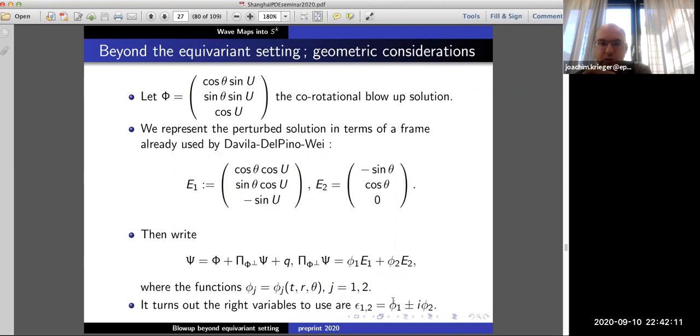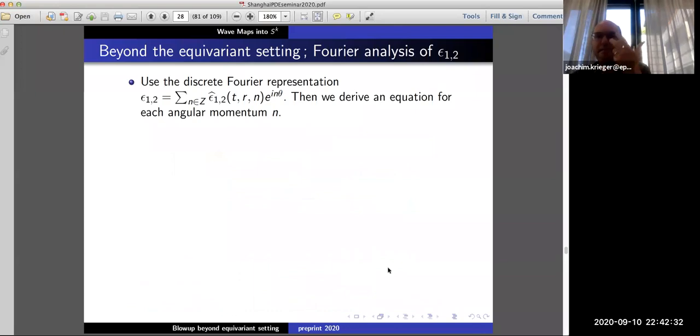So you go into complex variables, and you introduce these phi1 plus minus i phi2, and that way, of course, you get a matrix-valued linearization now around this solution. But that way, if you go into this representation, then this matrix, actually the potential term, becomes diagonalized. And so in the end, you get sort of an infinite family of analogous linearizations to what we had before, as if you actually use a Fourier representation with respect to the angular variable. So that's what we do next.